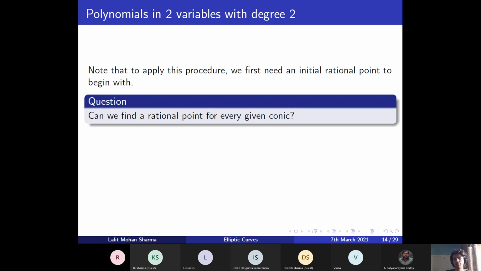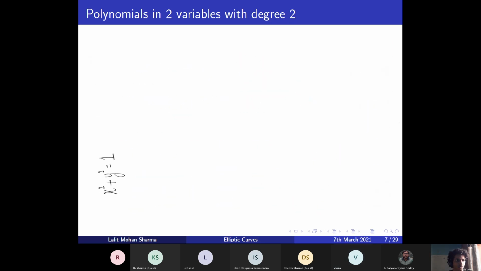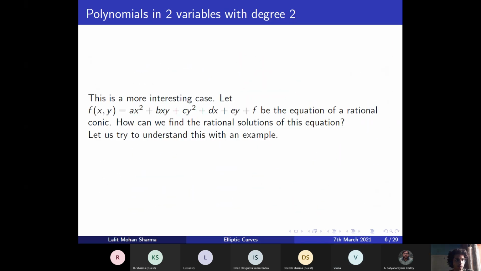Maybe you can find a counterexample. What was the equation we are solving for? That was the equation of a conic, ax squared and so on. Yeah, this equation.